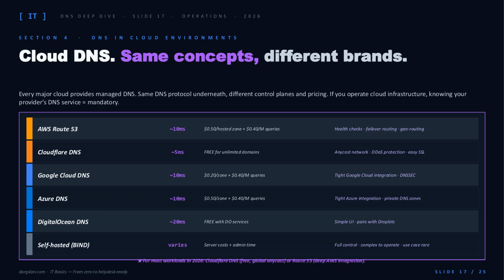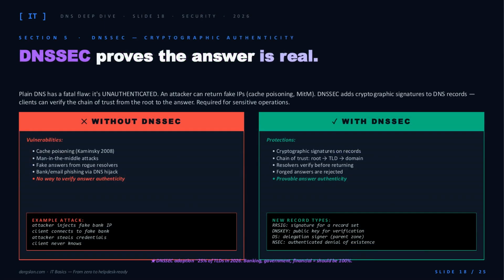Route 53 when you're already deep in AWS. Self-hosted BIND still exists, but in 2026, it's a niche choice for teams who genuinely need full control. Now here's a sobering truth. Classic DNS has no built-in way to prove an answer is genuine.